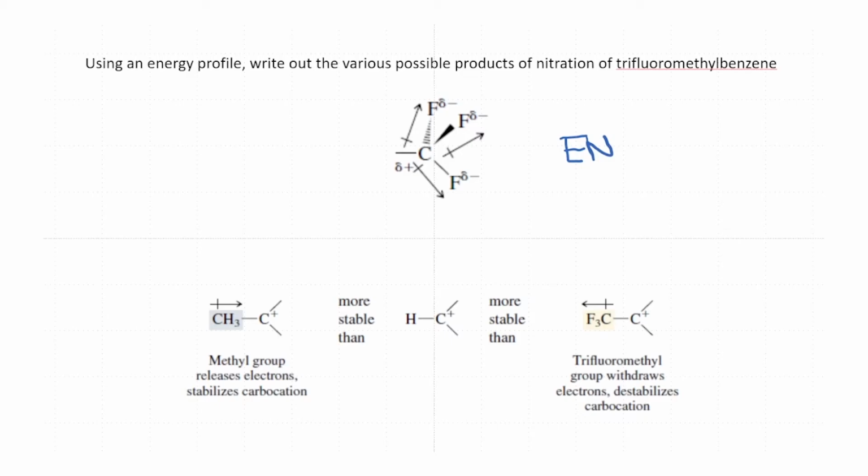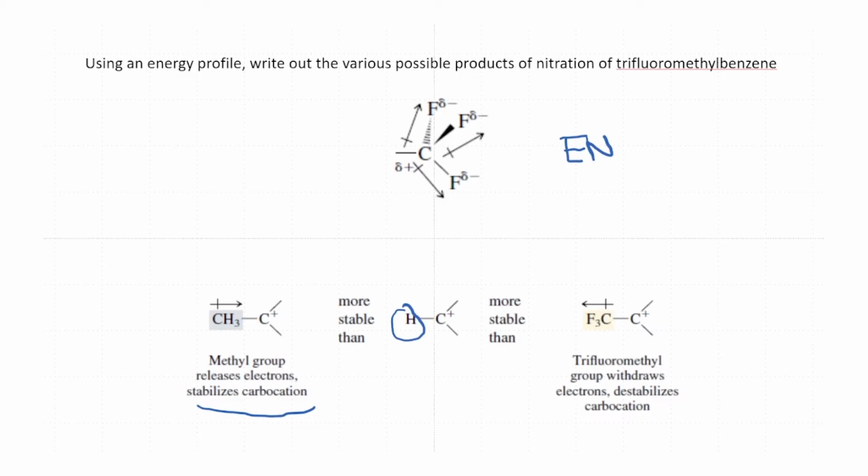The example that we can look at is if I compare a regular secondary carbocation such as this, and instead of hydrogen I put in a CH3 group, the CH3 group is electron donating, and this stabilizes the carbocation substantially by donating electrons and delocalizing the positive charge, whereas the trifluoromethyl group withdraws electrons and destabilizes the carbocation. Therefore, the trifluoromethyl group is considered a fairly strong electron withdrawing group.